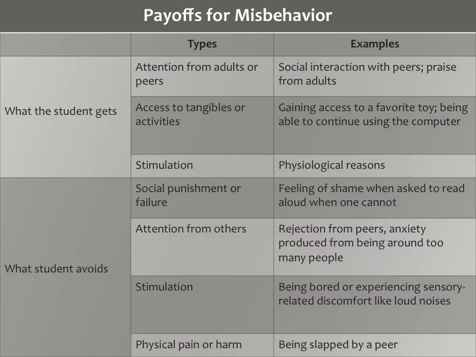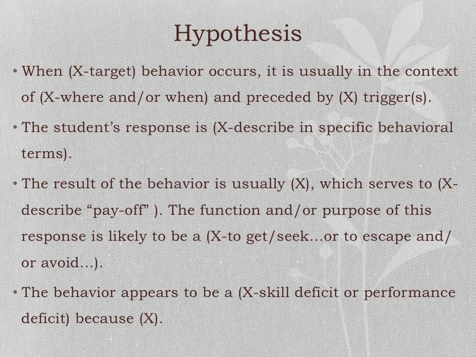So let's talk about how to write a good hypothesis statement. And this is an example that you could use. It basically divides it into sections. So when X behavior occurs, it is usually in the context of X, that you will put in where and when, and preceded by X triggers. The student's response is X. So once you complete it, it would form a complete statement. So this is just for you to read.